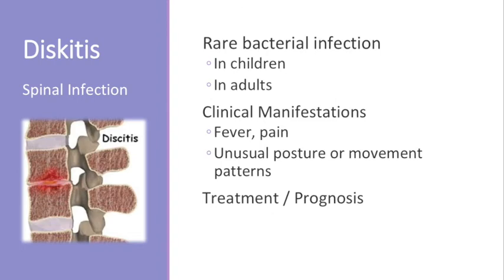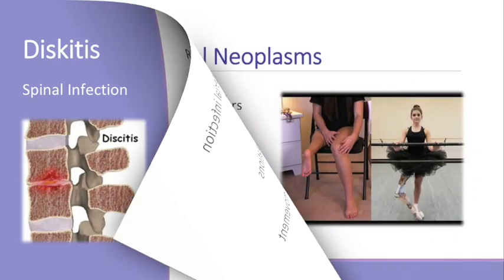Children are treated with bed rest and casting. Antibiotics are used for both adults and children, though sometimes the infection just has to run its natural course. With prevention, as I stated earlier, antibiotics are now used prophylactically, which is preventatively, in adults when undergoing spinal surgery. Prognosis is good, though it can take several months to several years for the pain to go away completely.